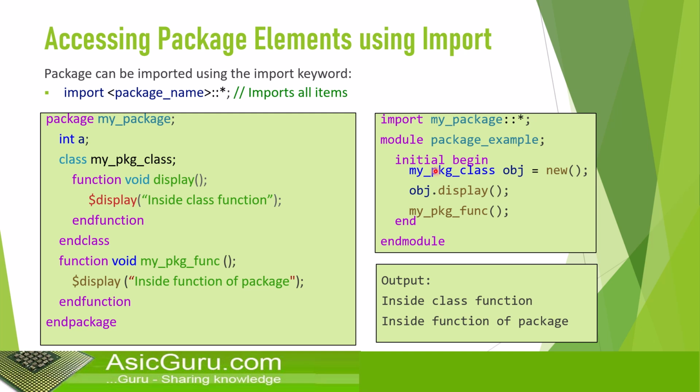Inside the initial block, I am using this class, my package class. I have created a handle for this, allocated memory using new, and then called the function using the object handle. Similarly, here I am calling the function which is defined in the package. So they can be accessed as if they were defined in the module itself. And this is the output we got.